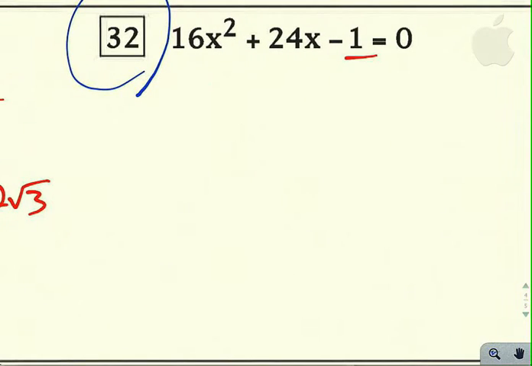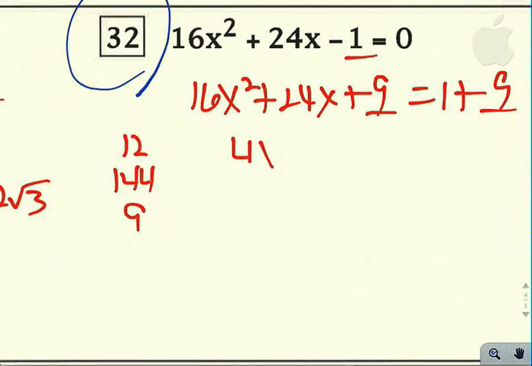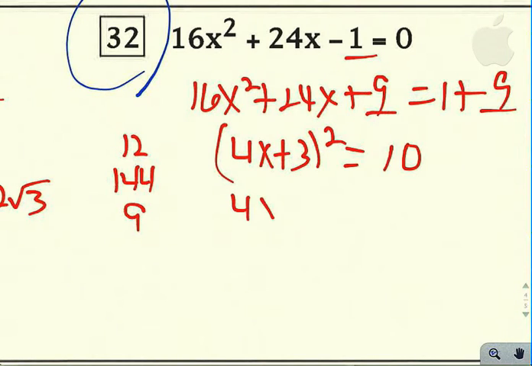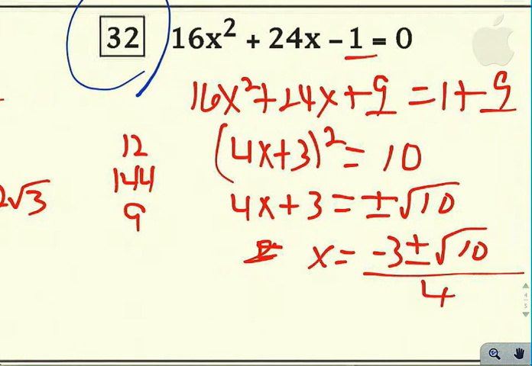32. Move the 1 over. Half of 24 is 12. Squared is 144. Divided by 16 is 9. So the left side is 4x plus 3 quantity squared. The right side is 10. So let's see. X would equal minus 3 plus or minus the square root of 10 all over 4.